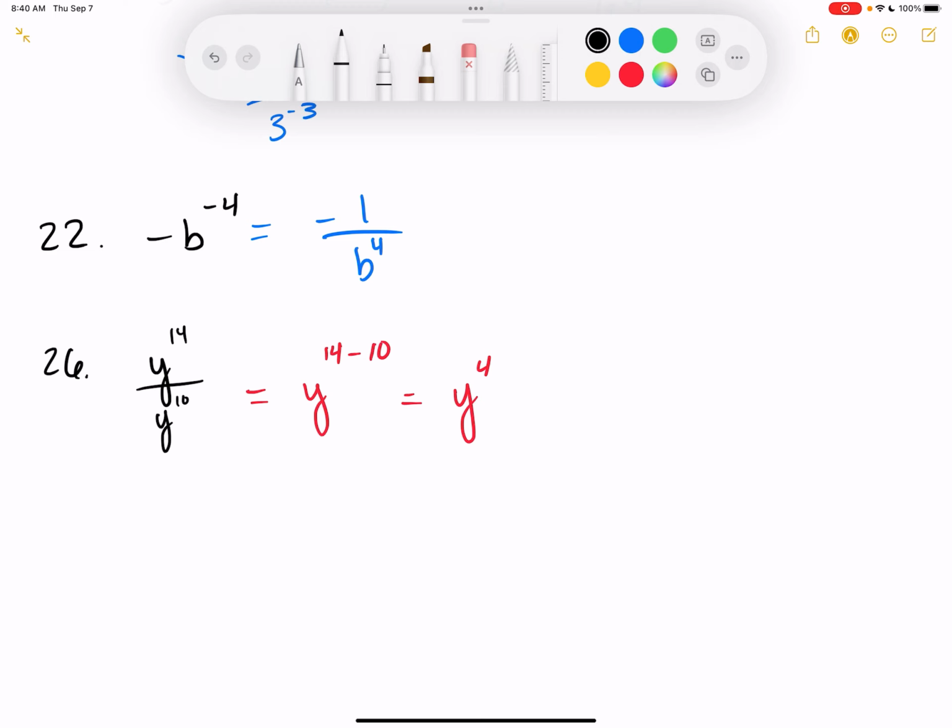Let's see, one that's a little harder, 32, 15. Now they use s, but I'm going to switch it to an x just because my s's and 5s look pretty similar. Over 5x to the negative 8.